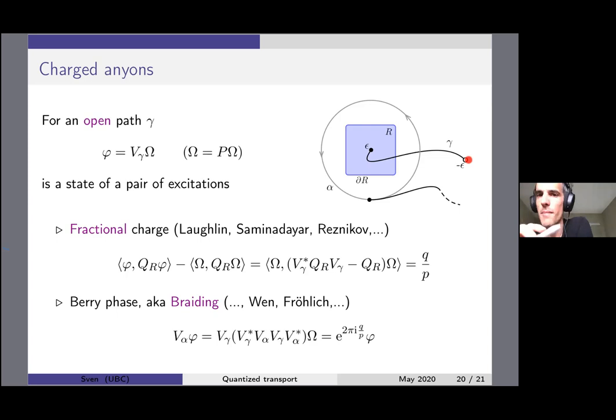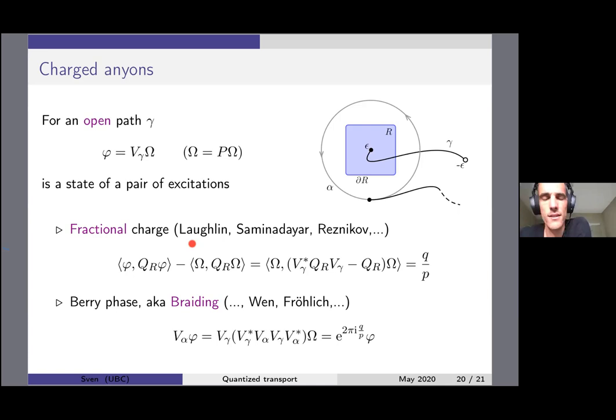Now you can ask, let me think of these things as particles. What charge do they carry? You take a large square, a large circle, around one of them, and you look at the expectation value of the charge operator in this excited state, and compare that to the expectation value of the charge in the ground state omega. This is just a little calculation. You recognize here exactly the index. So you get as the charge of this particle a fractional charge. This is this Q over P. It's the same as the value of the fractional conductance. So we recover this. This is something that is known from the Laughlin argument. Laughlin did this, and there have even been experimental measurements of this fractional charge.